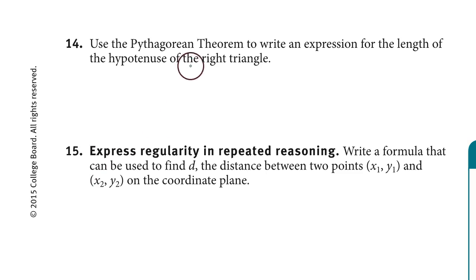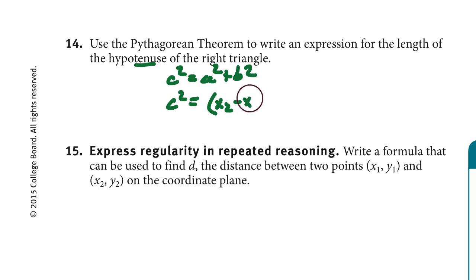Number 14, use the Pythagorean theorem to write an expression for the length of the hypotenuse of a triangle. The Pythagorean theorem is c squared equals a squared plus b squared, but using those new formulas, the letter a could be written as x2 minus x1, and the letter b could be expressed as y2 minus y1.